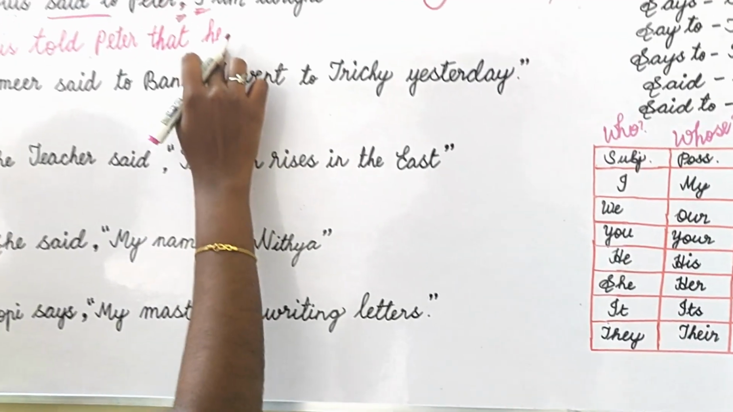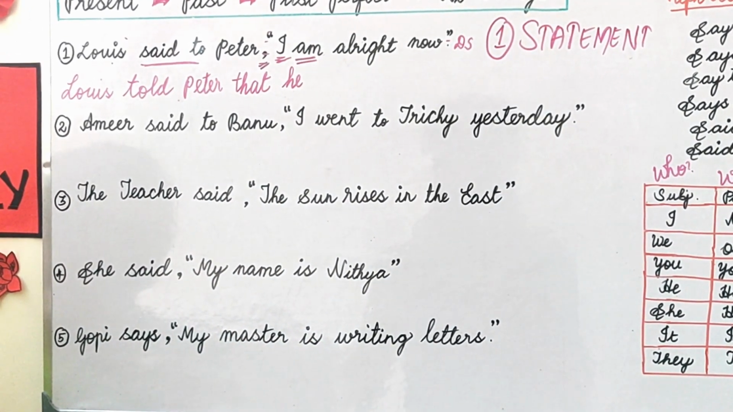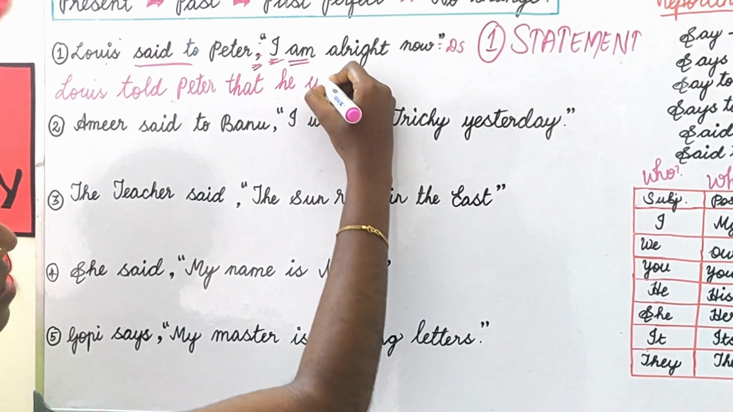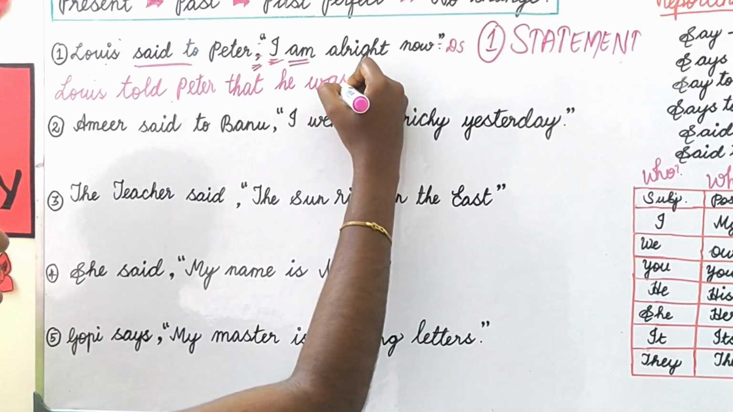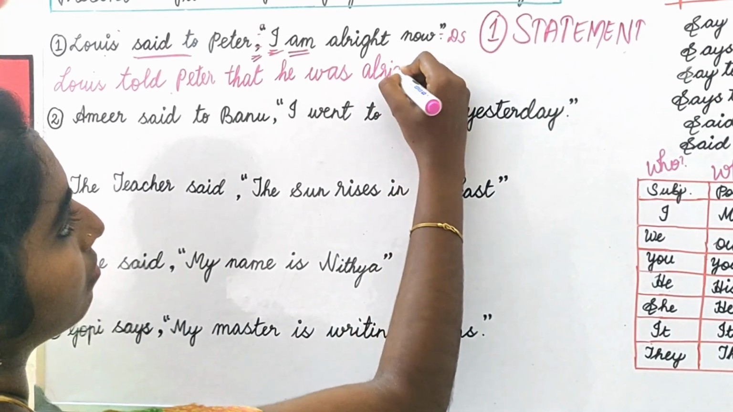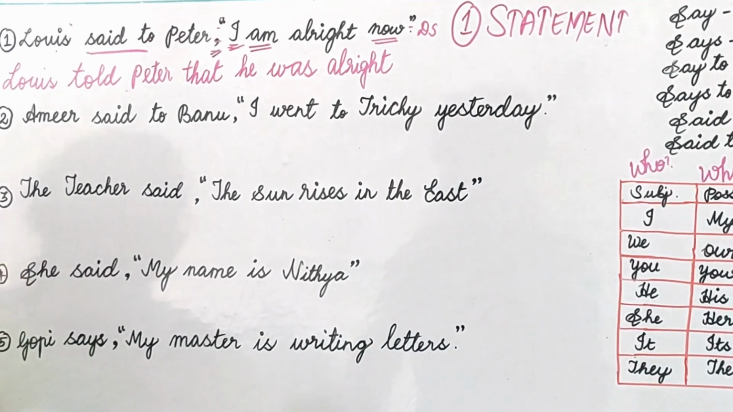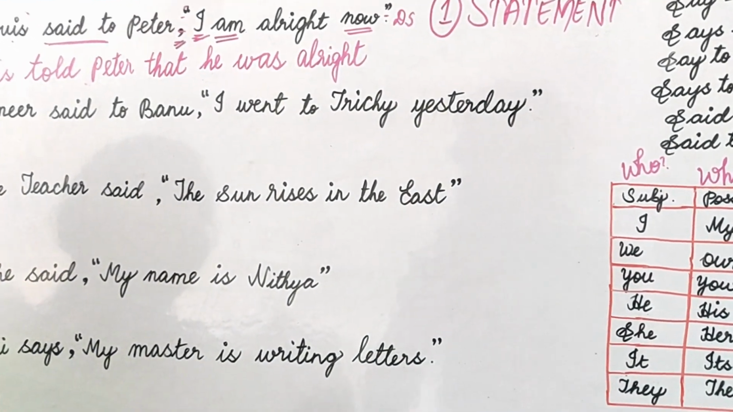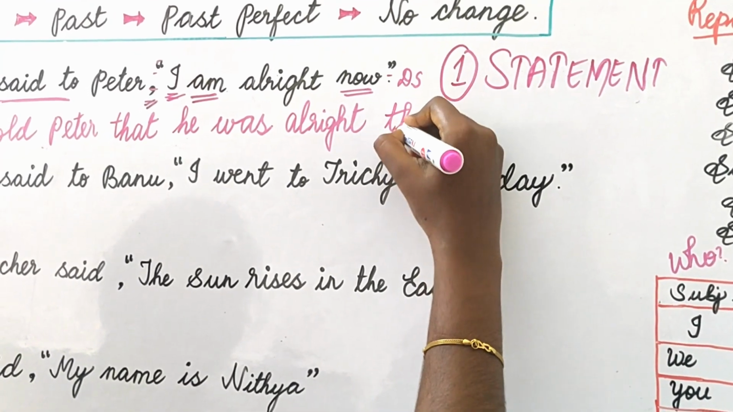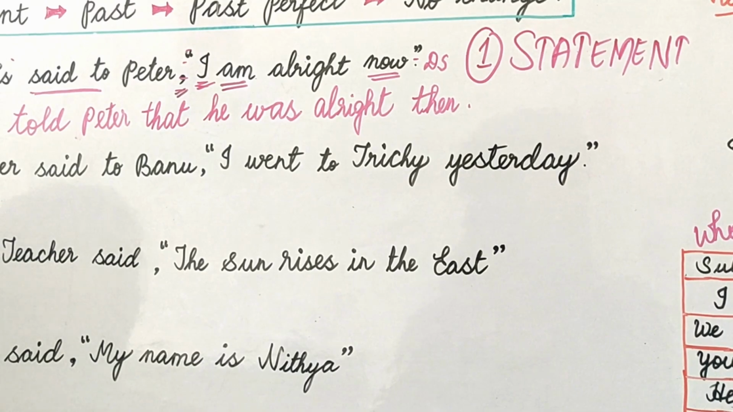He. What is the past tense of "am"? "Am"'s past tense is "was". That he was, alright. And this "now" comes under the category of place and time adverbials. It changes to "then". How does "now" change to "then"? You will be puzzled, right?